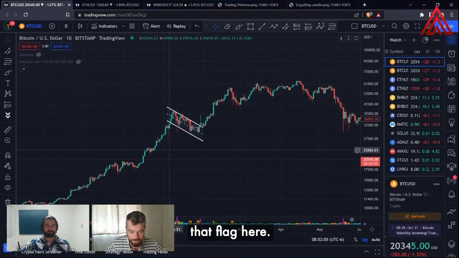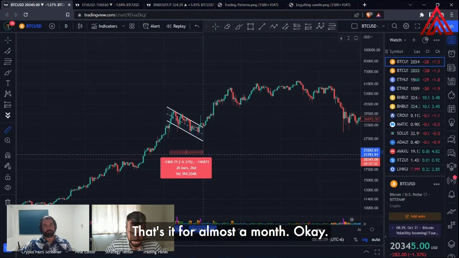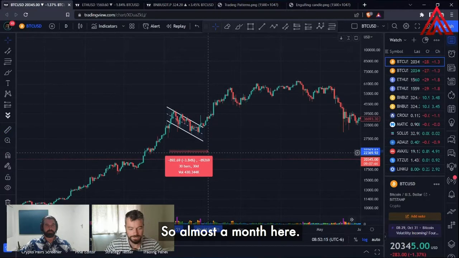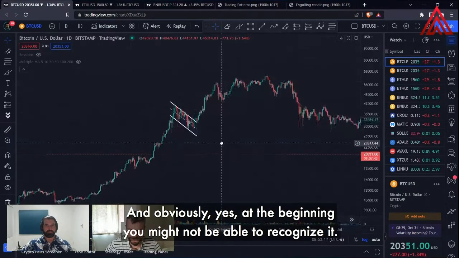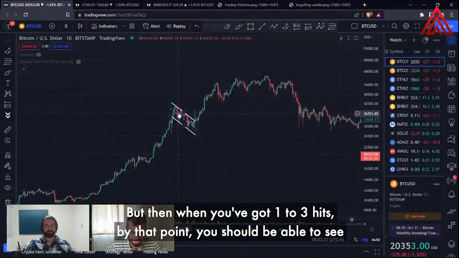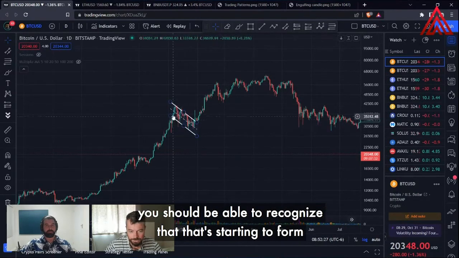That flag here lasted for almost a month. Okay, so that was 25 days. All right, so almost a month here. So they can be quite long, and obviously, yes, at the beginning you might not be able to recognize it, but then when you've got 1, 2, 3 hits, by that point, after a couple of weeks, you should be able to recognize that that's starting to form.